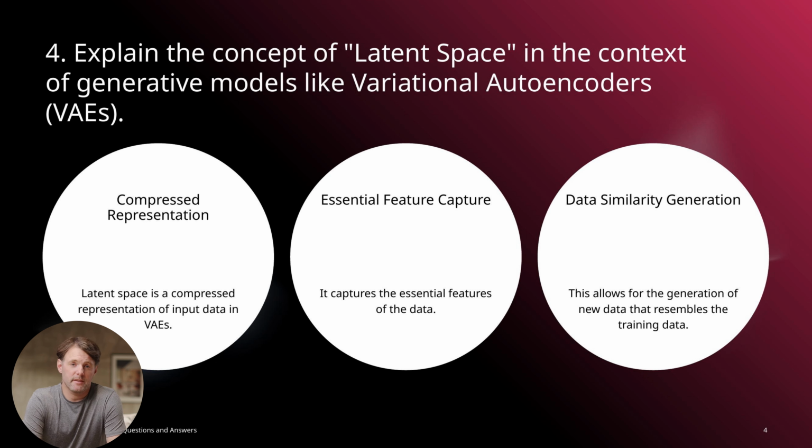Fourth question is, explain the concept of latent space in the context of generative models like variational autoencoders, VAEs. The answer is, latent space is a hidden, compressed representation of the input data learned by models like VAEs. It captures the essential features of the data in a lower dimension. By sampling from this latent space, the model can generate new data that is similar to the training data.